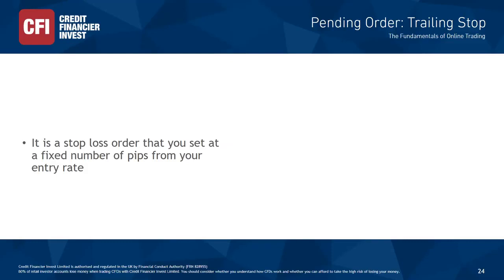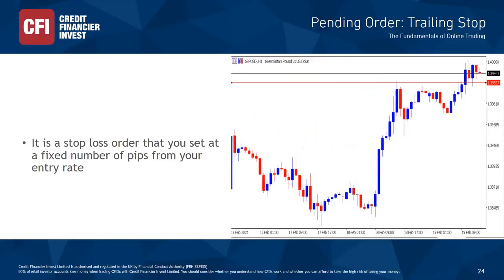And let me give you an example of how a trailing stop works. As you can see here in this example, the pound sterling versus the US dollar. Let's say the current price is, as you can see here, 1.39937. Then you want to put your stop loss, let's say 100 pips from that particular price. So then you set up your trailing stop at 1.39837, in this case.